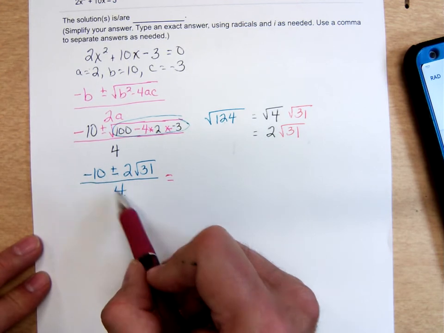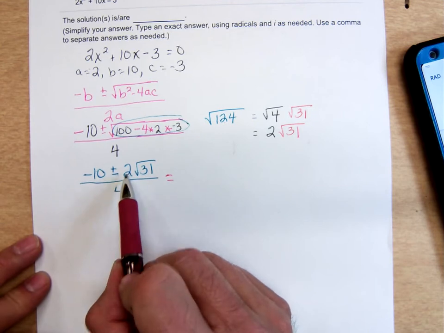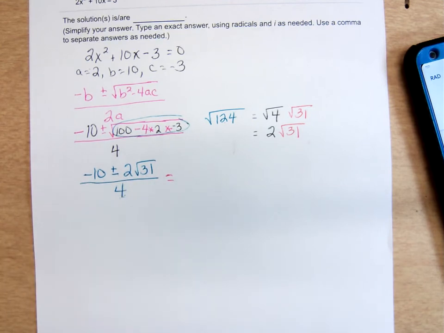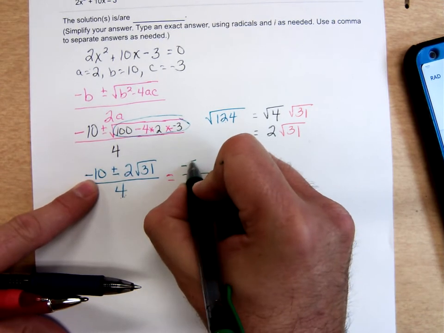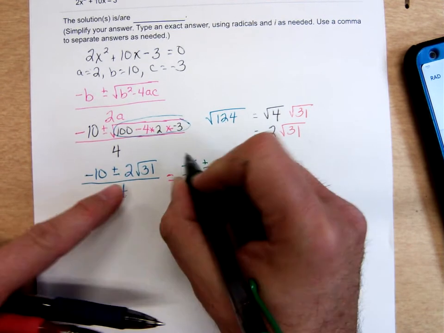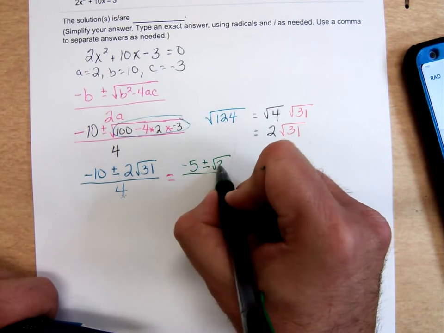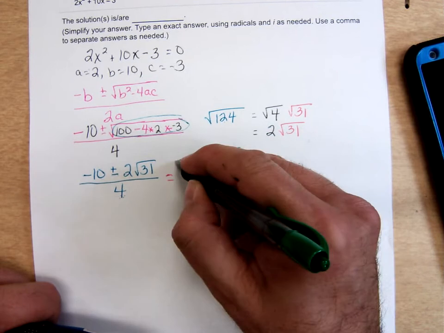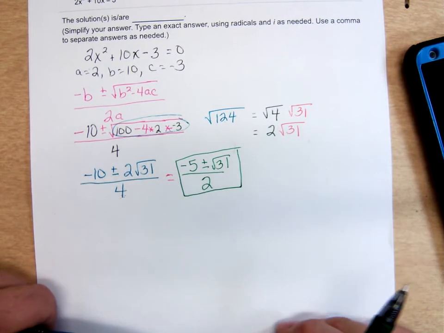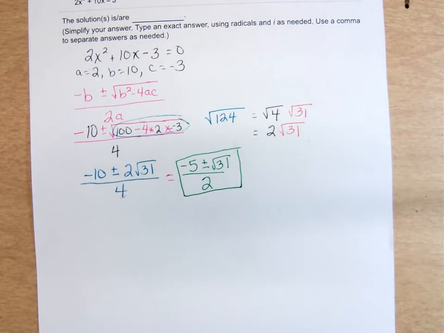A 2. I'm just going to go through and divide each one of these numbers by 2. So negative 10 divided by 2, negative 5. 2 over 2 is just a 1. 4 over 2 is 2. So negative 5 plus or minus the square root of 31 all over 2 is my solution there. Any questions there?